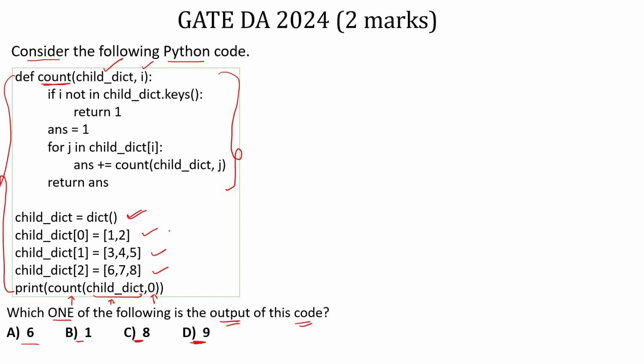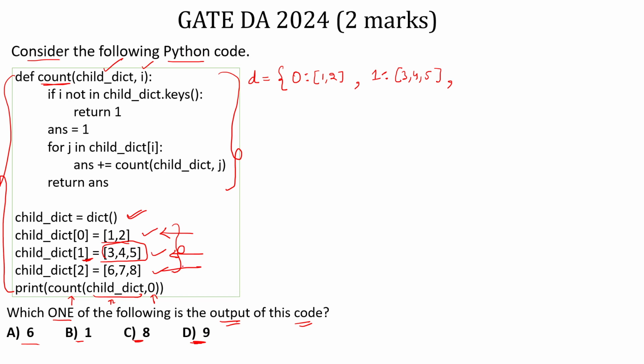First of all, let's see how our dictionary looks after executing these three statements. Let me show you over here. We inserted one element, so the key is 0, and as a value we are inserting a list. The second item we inserted has key 1, and the value is again a list, that is 3, 4, 5.